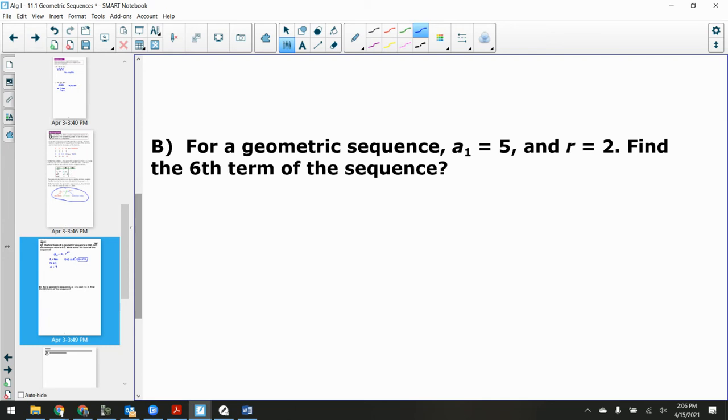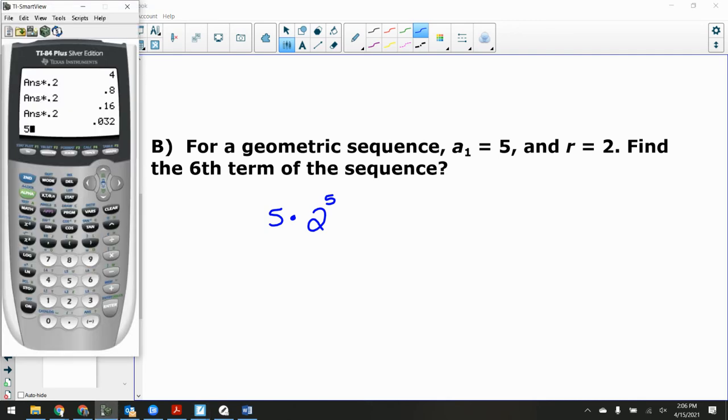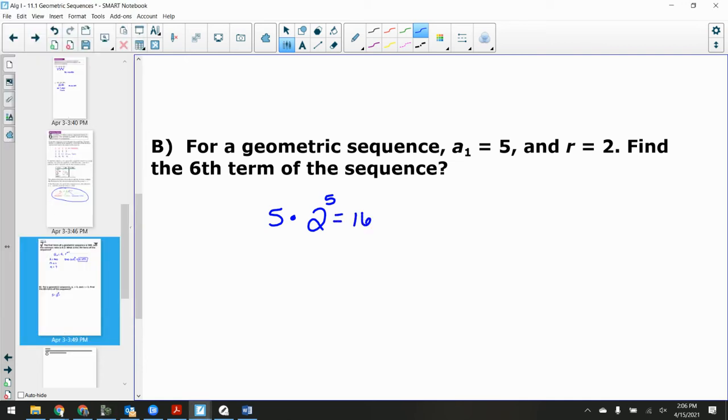For a geometric sequence, a sub 1 is 5, and r is 2. That means my starting value is 5, and I'm continually doubling. 5, 10, 20, 40, 80, and so on. I want to know what the 6th term in this sequence is. Well, we got 5 times r to the n minus 1. What goes in with my exponent? 6 minus 1, 5. Okay. 5 times 2 to the 5th. 160. I must have done something wrong there. But it's 160. 5, 10, 20, 40, 80.